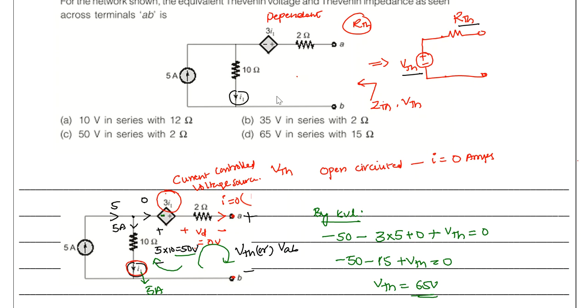See the answer here. Among the four options, only one option has 65 volts. So that will be the answer. In this competitive exam, you just need to choose the correct option. For the remaining part, 15 ohms, there is no need to calculate it, although you can check whether it's 15 ohms or not.